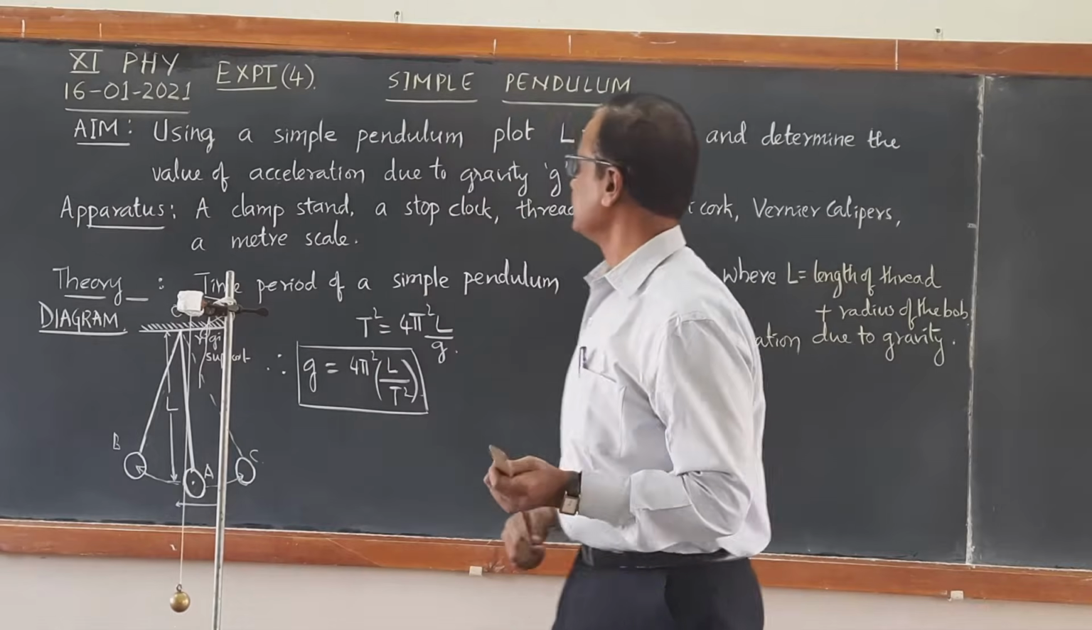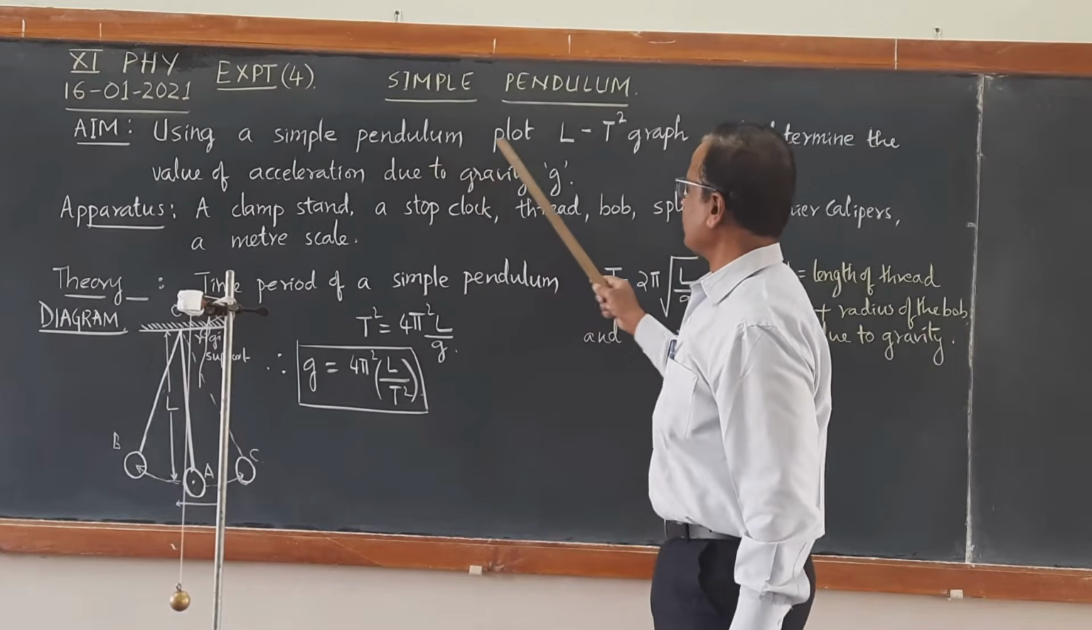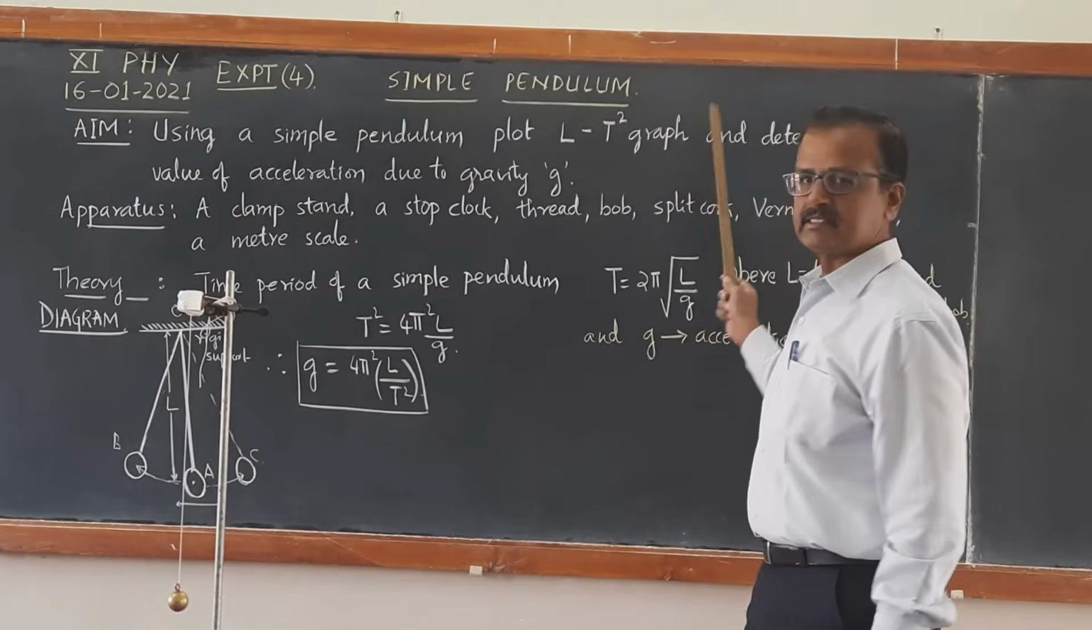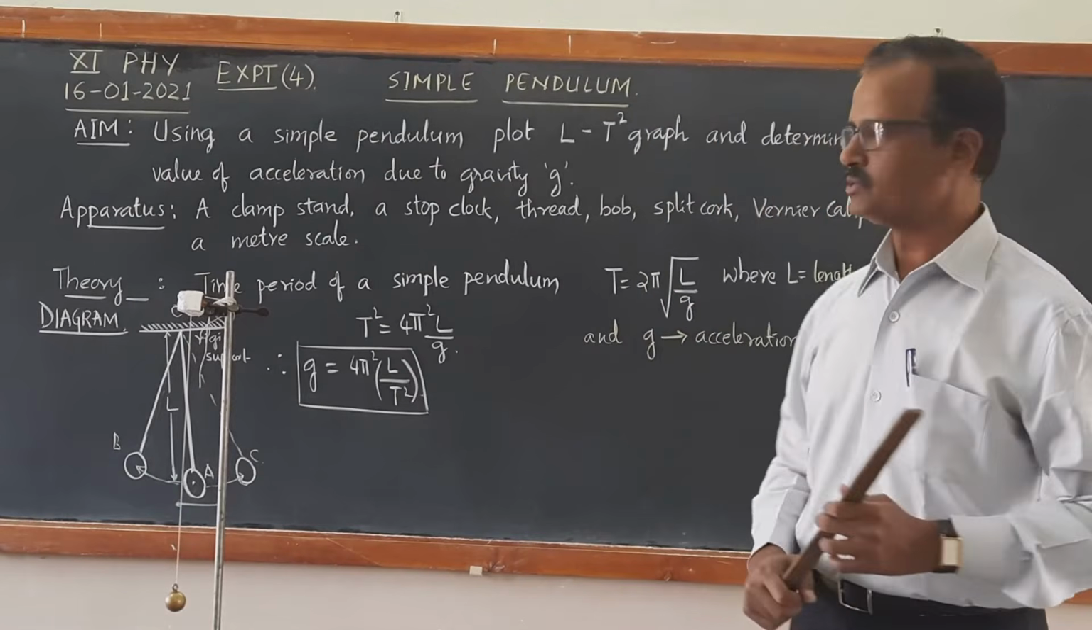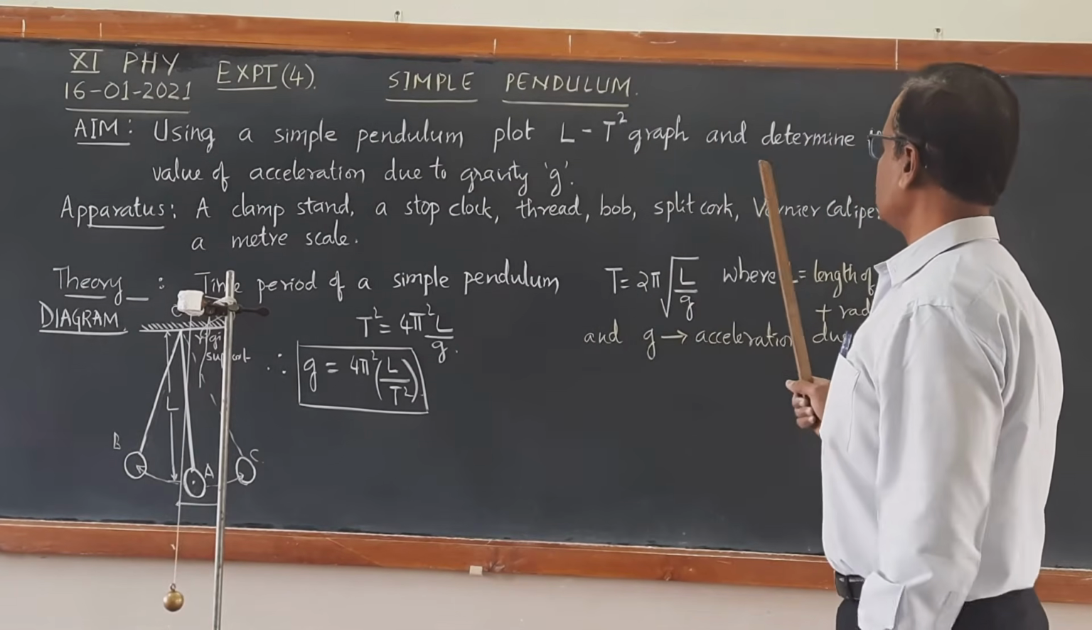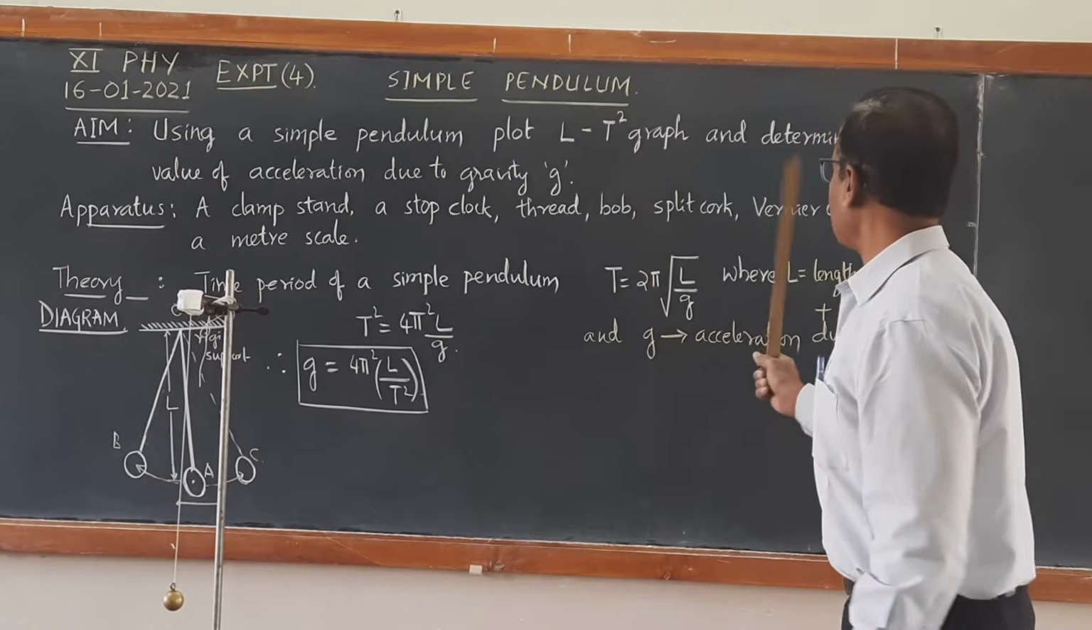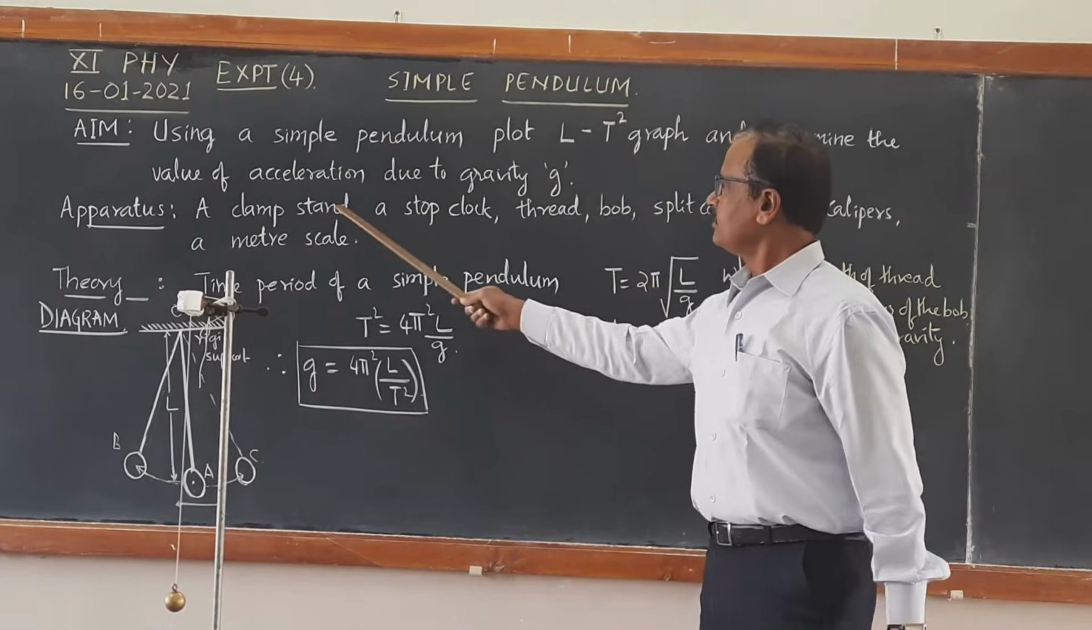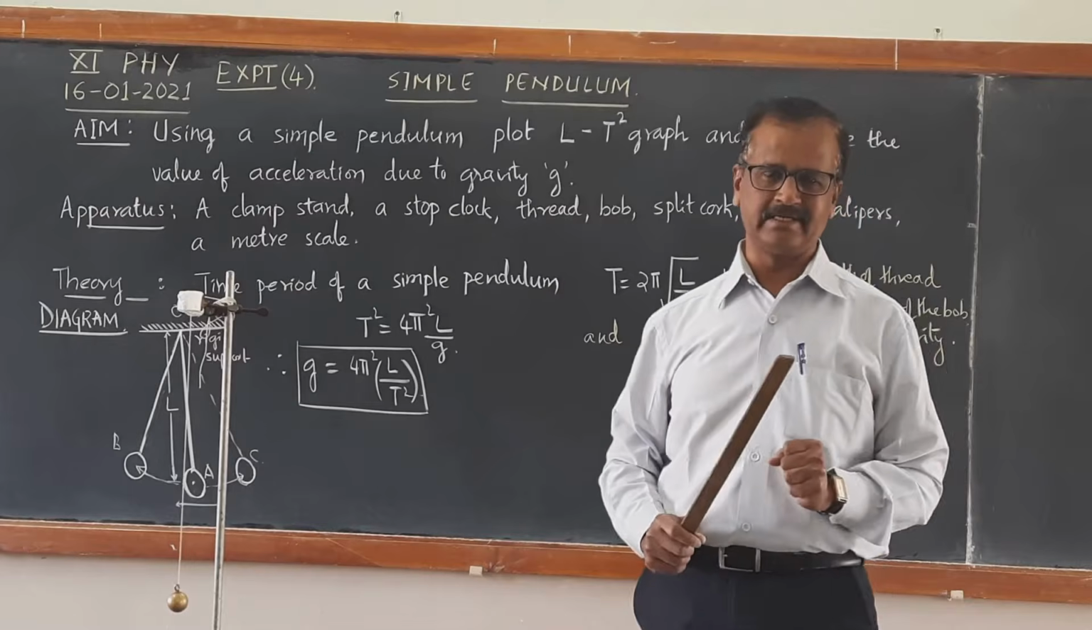The aim of the experiment is, using a simple pendulum, plot L versus T square graph. Using a simple pendulum, plot length versus T square graph and determine the value of acceleration due to gravity G.